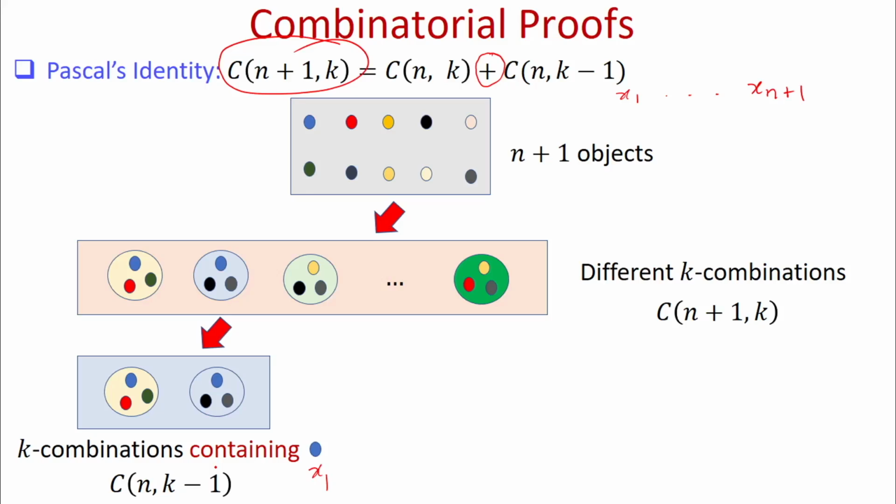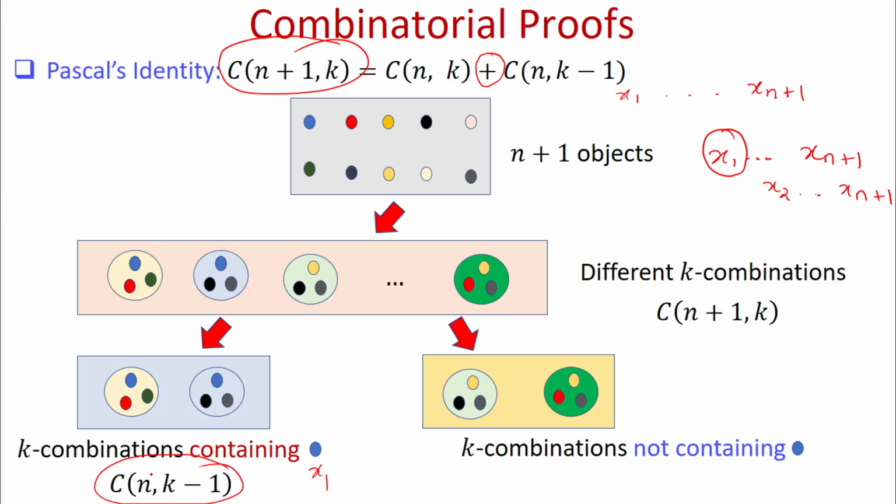So you had x1 to x of n plus 1. You are always going to choose x1. That's the category we are right now considering. So now you are left with n objects, namely x2 to x of n plus 1, and you have to choose k minus 1 objects out of this remaining n objects, which you can do in these many ways. In each such k combination, you include the object x1; that will give you category 1 of k combinations.